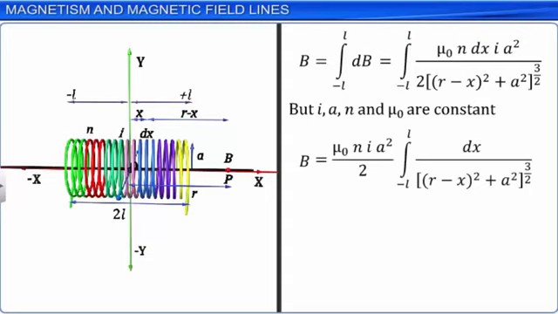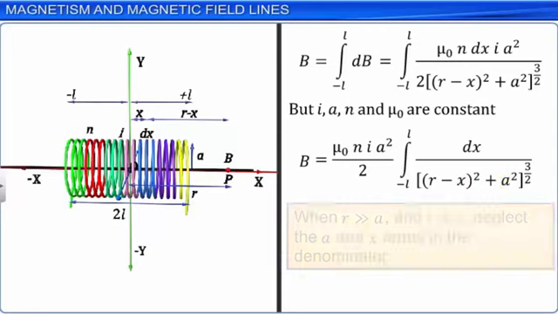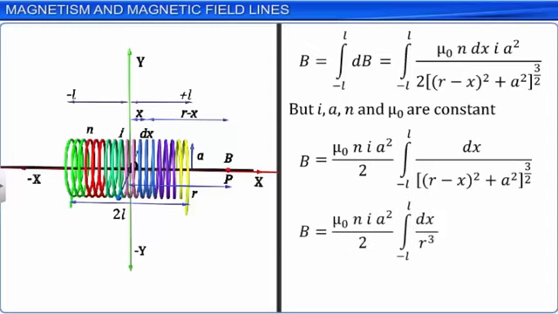When we consider a point on the axis of the solenoid at a large distance, R is much greater than a and R is much greater than x. Hence, we neglect the terms a and x in the denominator of the expression for B. Then, B is equal to mu naught n I a square by 2 into integral -L to L dx by R cube. But the distance of the point P from the origin, R, is constant. Thus, B is equal to mu naught n I a square by 2R cube into integral -L to L dx.